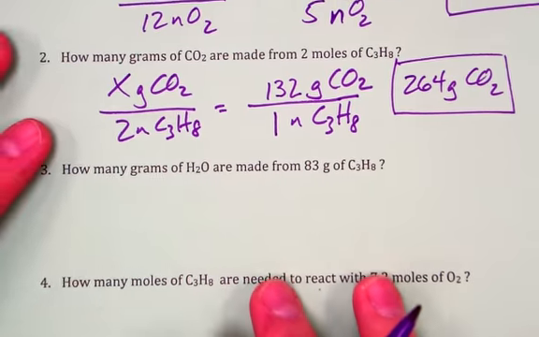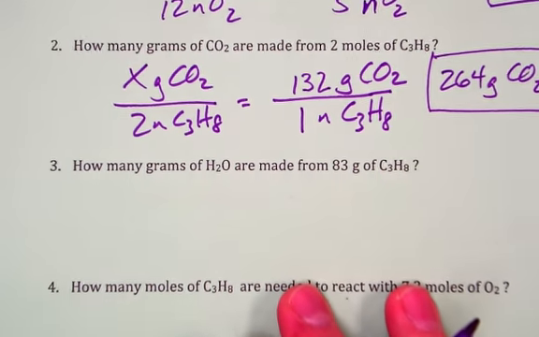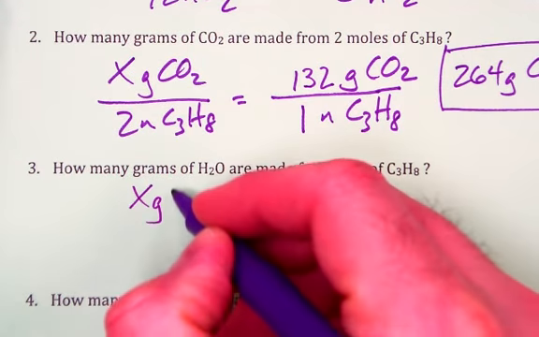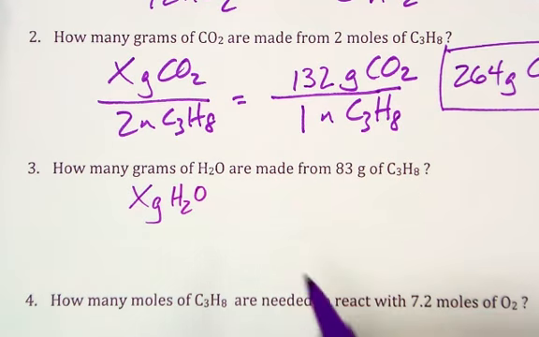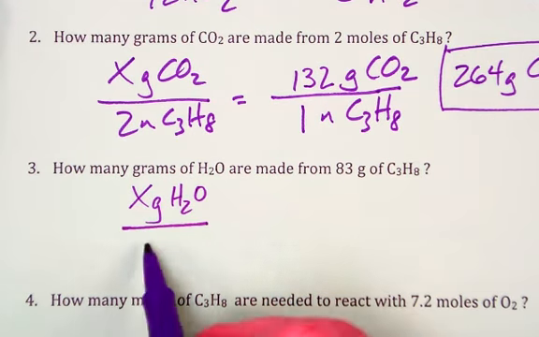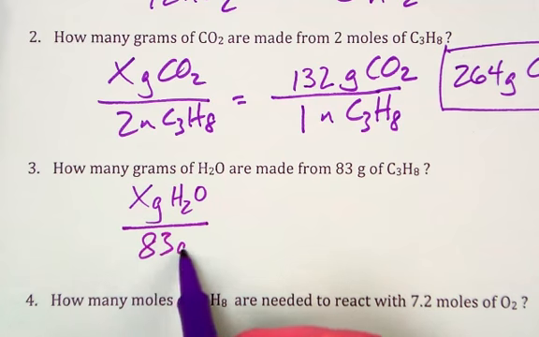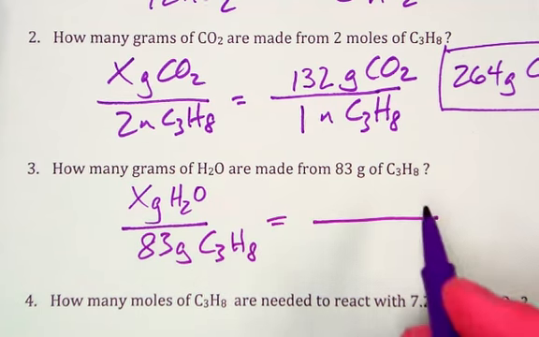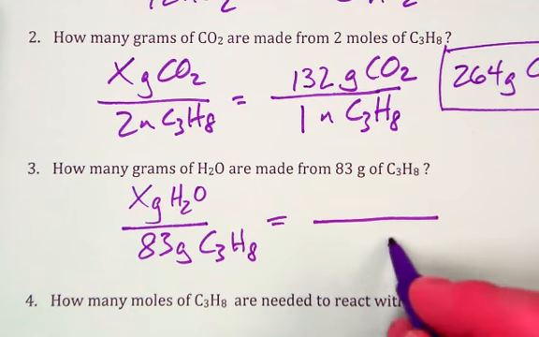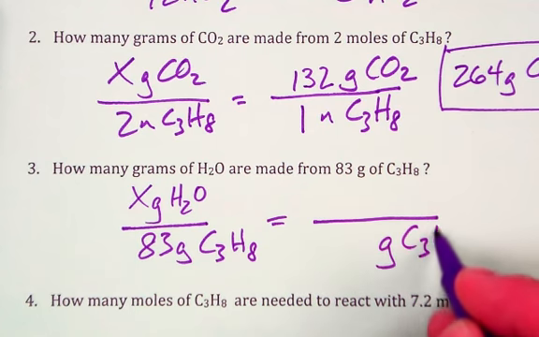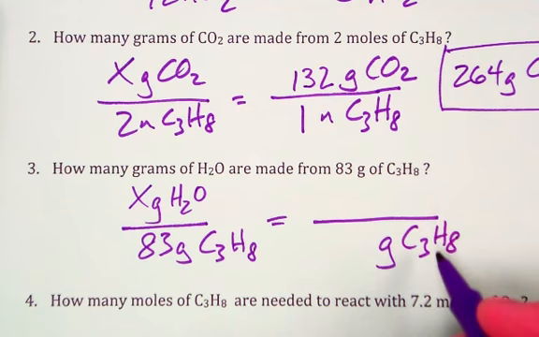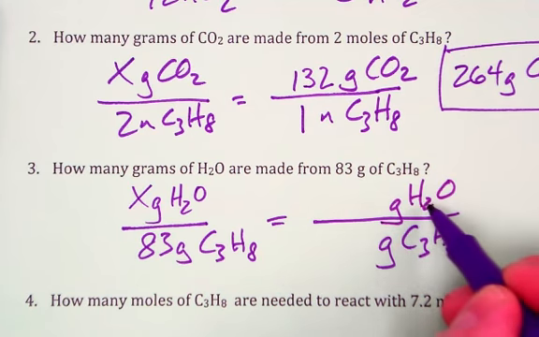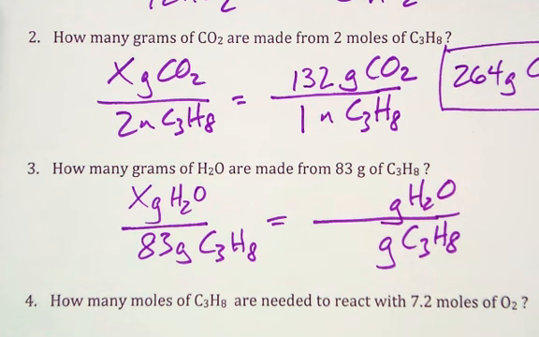Okay. Our next problem is asking how many grams of H2O are made from 83 grams of C3H8. All right. Put down your units. It's real important that we identify everything. Grams of C3H8, and we have grams of H2O. If you're just writing grams and grams, it's real hard to figure out which numbers we should put in here.